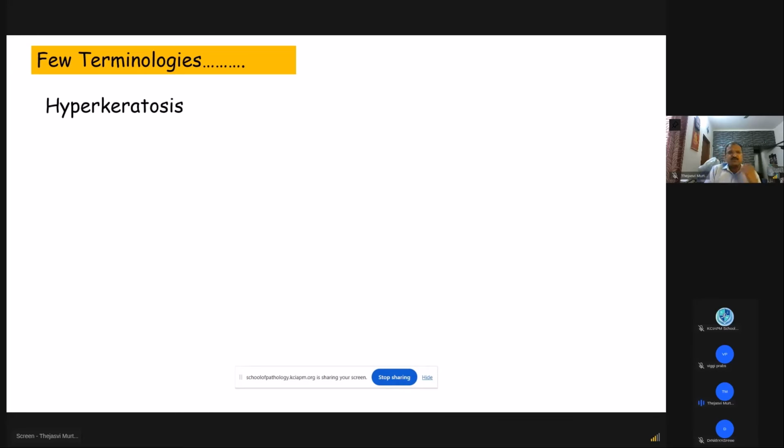So one is hyperkeratosis. You saw the keratin layer there. Whenever the corneal layer is thickened, we call it hyperkeratosis. In the subsequent slides, you'll be seeing pictorially, in the biopsy, how you see hyperkeratosis. The next one is acanthosis, which is epidermal hyperplasia. Hyperplasia of the epidermis is called acanthosis.